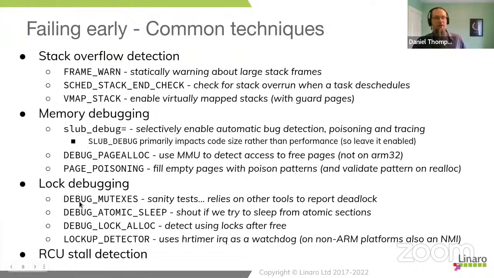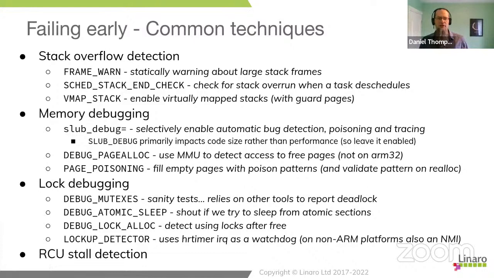So there's some basic things like debug mutexes, which are actually just sanity tests to make sure you're not abusing the mutex API. In particular, it is not to be used as a mutually exclusive primitive. It follows that when you release a mutex, you must be the process that locked it. It's not like semaphores, where it can be correct to take a semaphore in one thread and release it in the other. That's never the right thing to do with mutexes. So those kinds of sanity tests make sure that hasn't been done. The one that has the biggest bang for buck is probably debug atomic sleep.